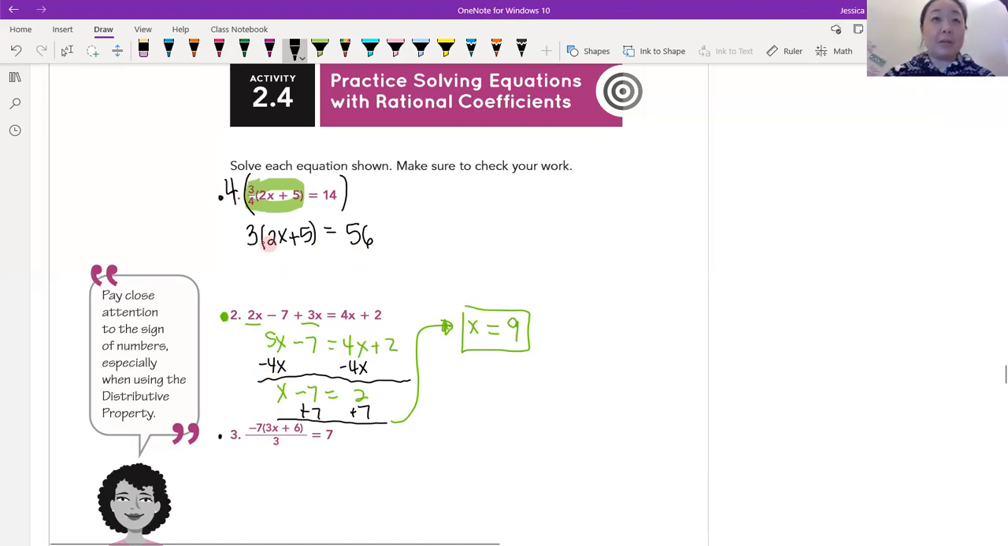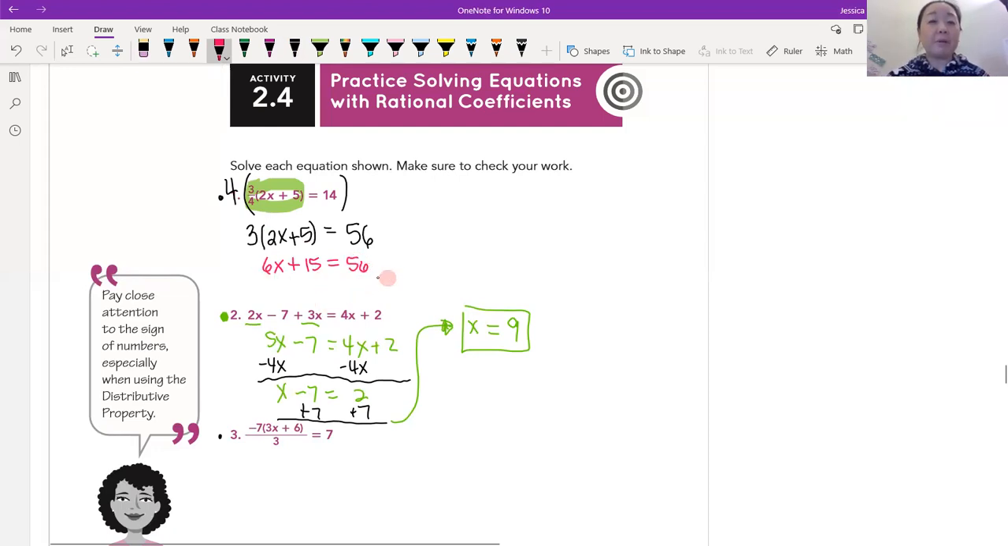Now what we're going to do is like what we've done before. Now that we have no more fractions, happy days. Now we're just going to distribute like we normally would. All right, so we're going to distribute this guy. So 3 times 2x is 6x. 3 times 5 is 15 equals 56. I'm just going to keep it all one color.